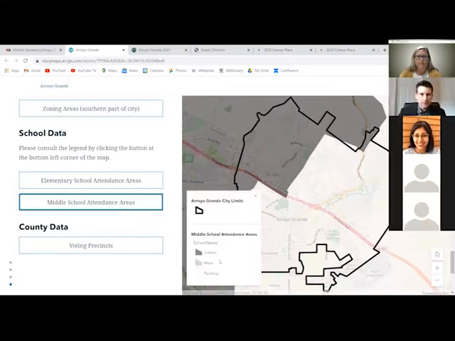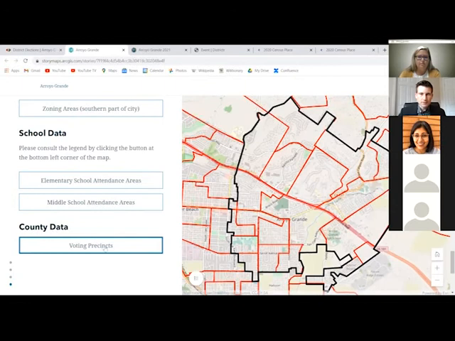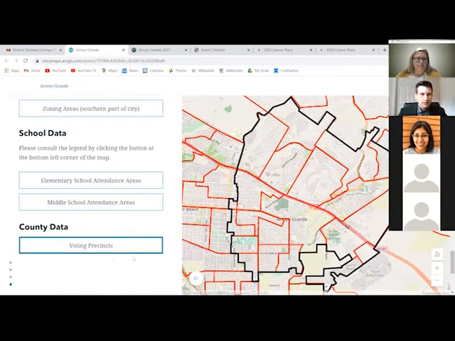You have Judkins and Paulding. And lastly, there are voting precincts. So you can see how the county has divided the city up into different voting precincts. So all of this is potential ways that you can think of the city in terms of neighborhoods or communities of interest.